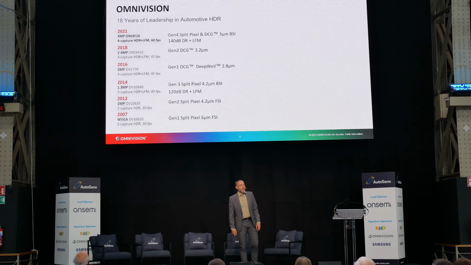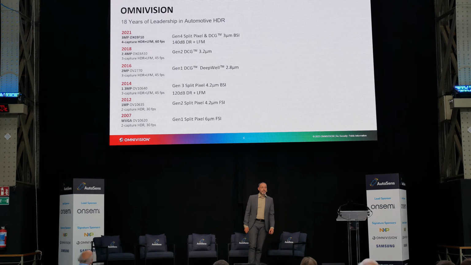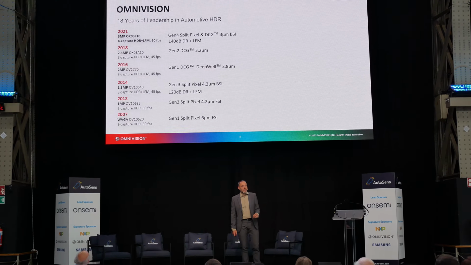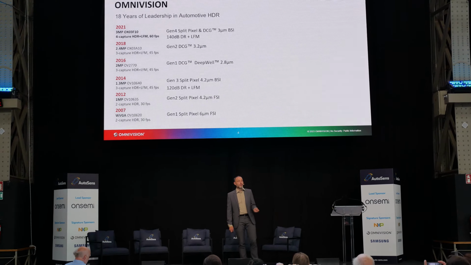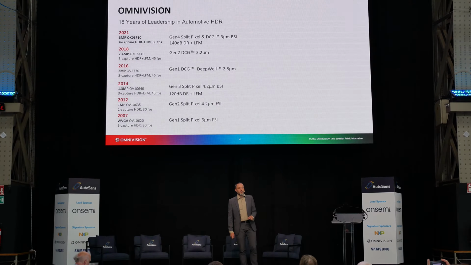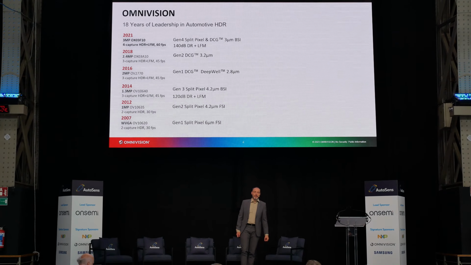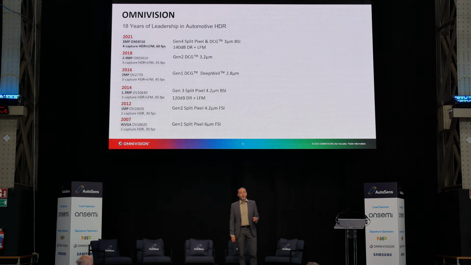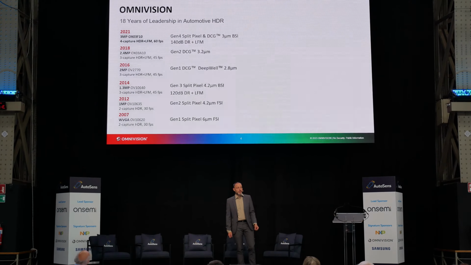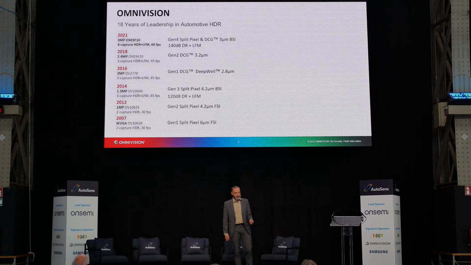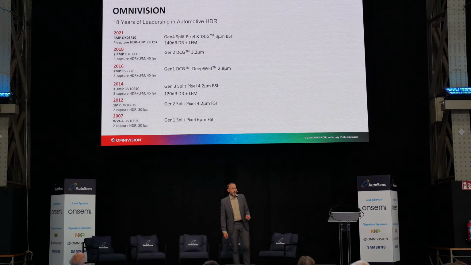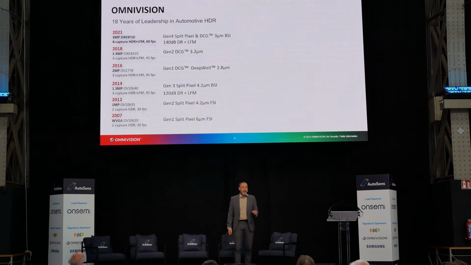In 2007, OmniVision introduced the first split cell pixel in automotive, 6 micron FSI. We shrunk that to 4.2 micron, and in 2014, we made the first automotive BSI split pixel, delivering 120 dB of dynamic range and LED flicker mitigation. We went on and introduced the first generation dual conversion gain technology for automotive and deep well. Improved that in 2018, and then combined it with our third generation split pixel in 2021 on the OX03F, delivering 140 dB dynamic range and LED flicker mitigation.